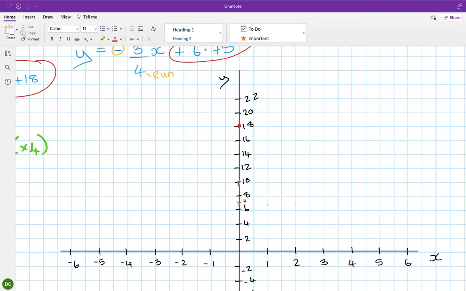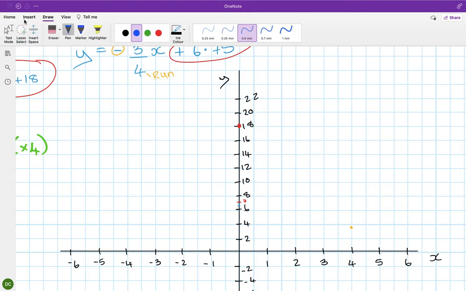2, 3, 4. There's 4. And then I go down 3. So that's from 6.75 down to 3.75, which I did correctly, I think. So that's about, there's 3.75. I didn't do my run, like the easy part. It's fine, we're going to fix it.